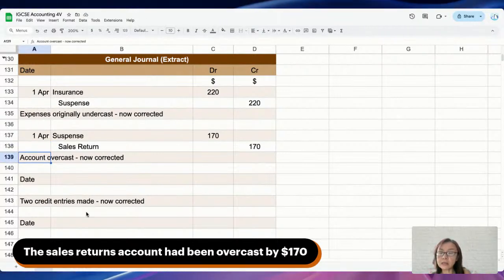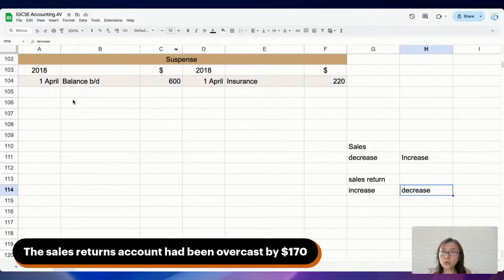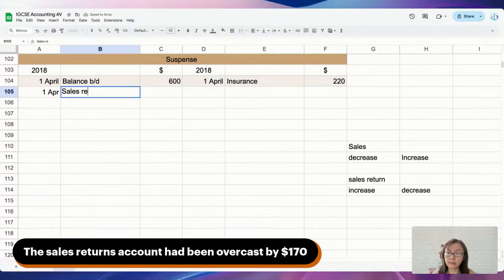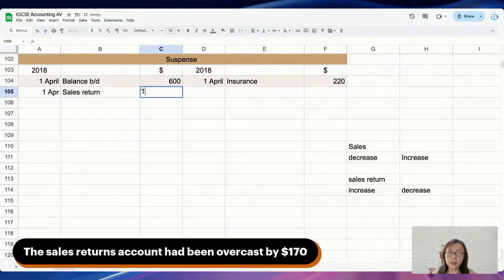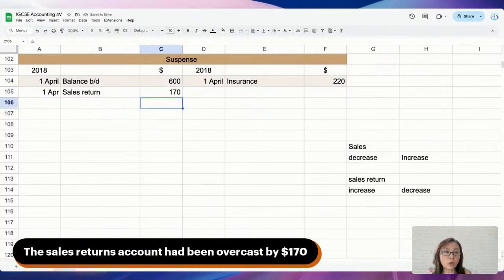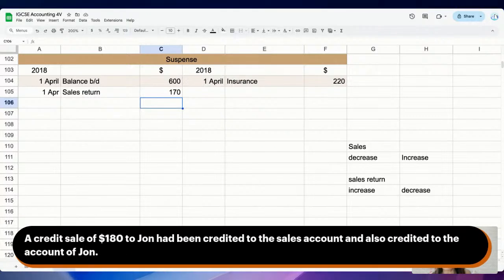All right. So in the T account, the suspense account, in sales return, we no need to do. For the question, it only asks us to do the suspense account. So what we need to do is, let's say 1st of April, and then this is sales return, which is 170. Okay. So this case is also closed. Let's have a look at the next error we need to work on.